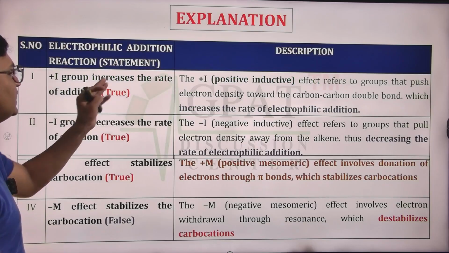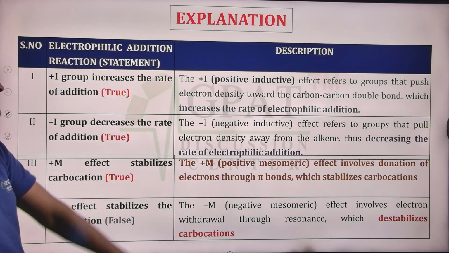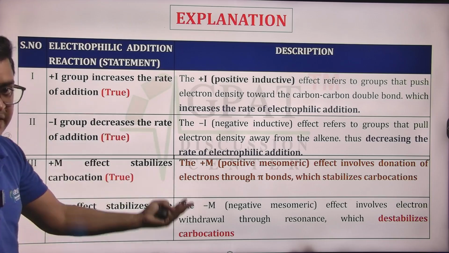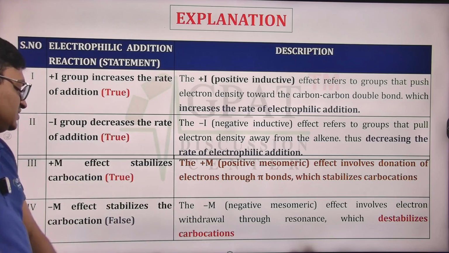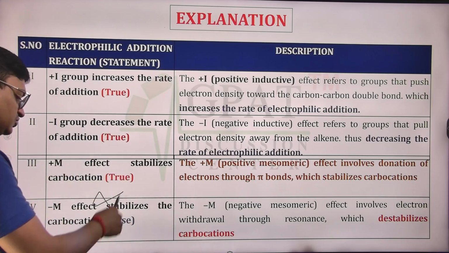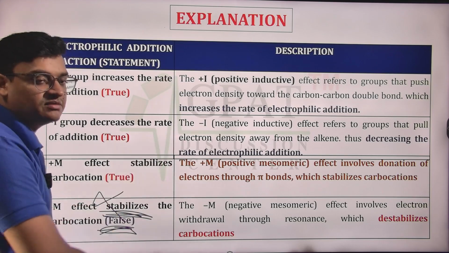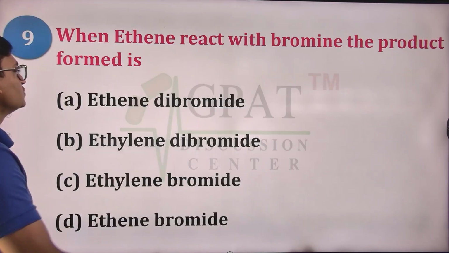Okay. So yes, plus I increases the rate of addition reaction, true. Minus I decreases the rate of reaction. Plus M stabilizes the carbocation, thus making a better stable product. Minus M destabilizes. So that was false. Here it says stabilizes, so no, that is destabilizing. So that is also a wrong statement.